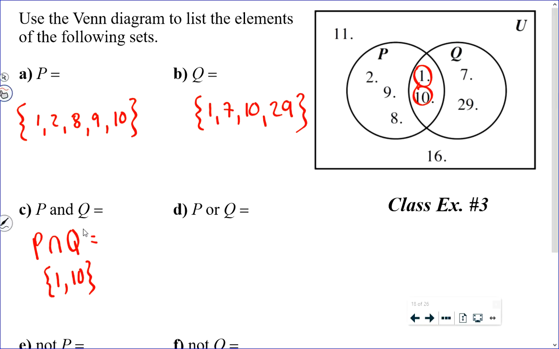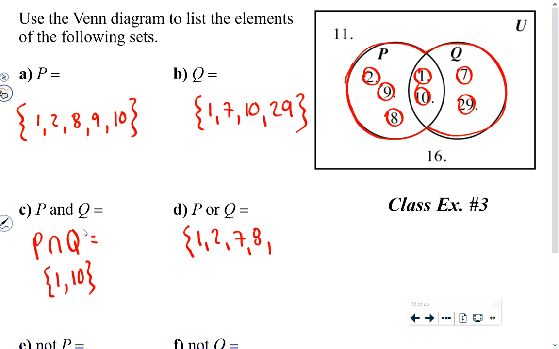What about P or Q? Well, again, or union means everything inside of this kind of double oval snowman-y shaped thing. So all of these are in P or Q because they are in P or Q or both. So 1, 2, I'm just putting them in numerical order, 7, 8, 9, 10. And I think 29 caps it off.